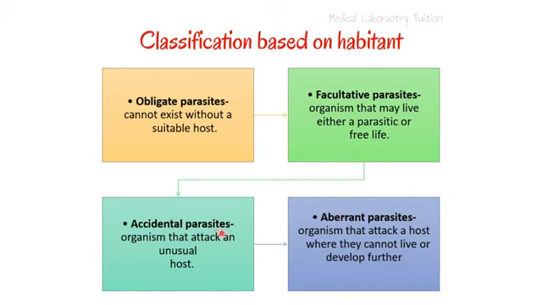Another, we have an accidental host. As the name suggests, they come by accident into the human body, such as in case of Echinococcus granulosus, which is a parasite of dog, called the dog tapeworm. But children are very affectionate towards the dog, so they get infection. So these parasites are called accidental parasites.